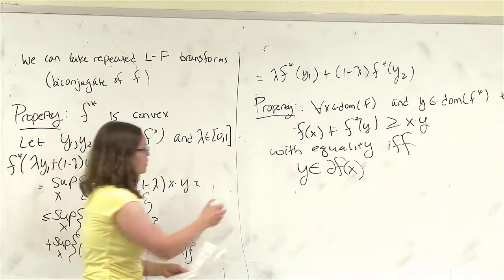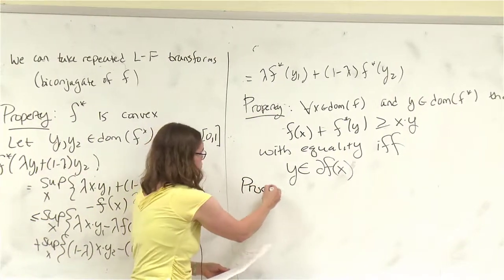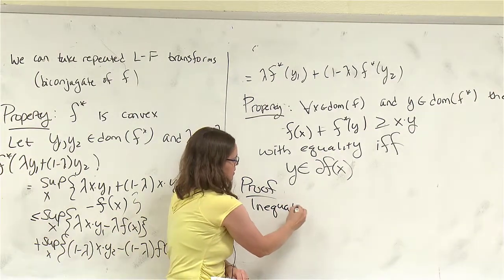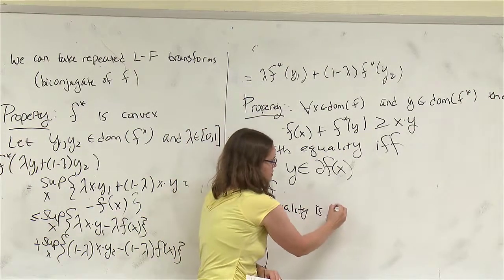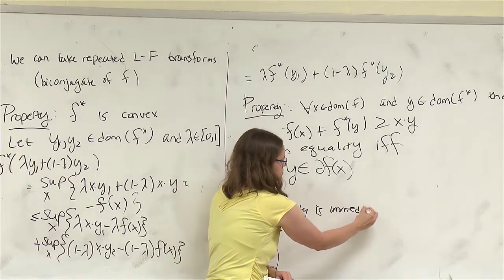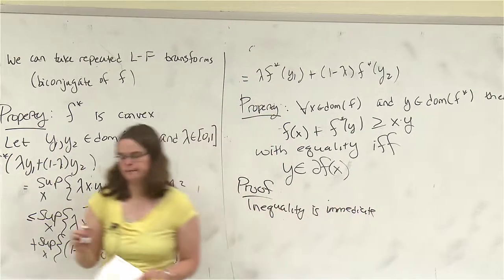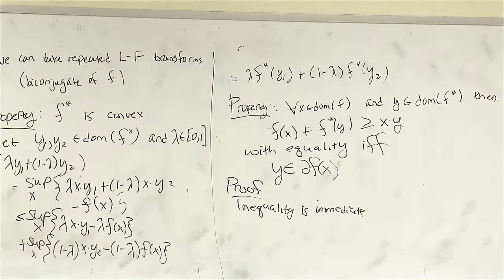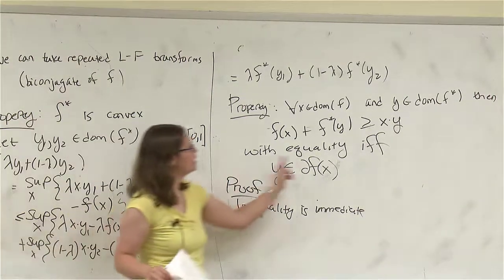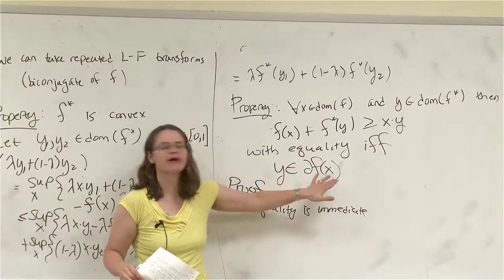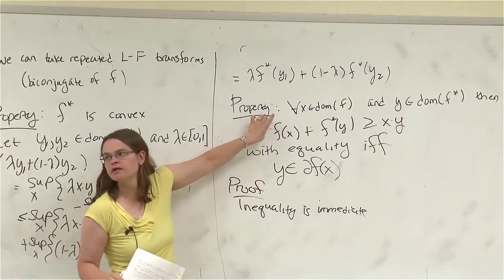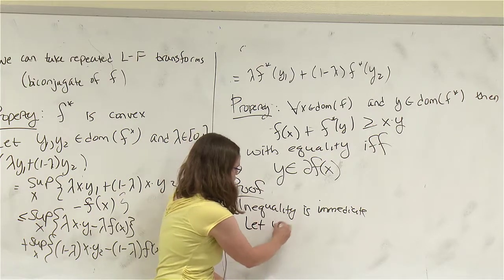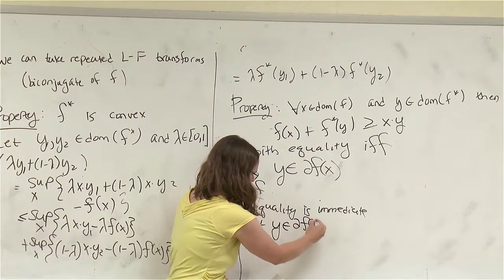So why does this work? The inequality is immediate. There's nothing to do there. Now what I want to do is start with some y that belongs to the subgradient and show that's equivalent to getting equality here. So let's choose y living in this subgradient.